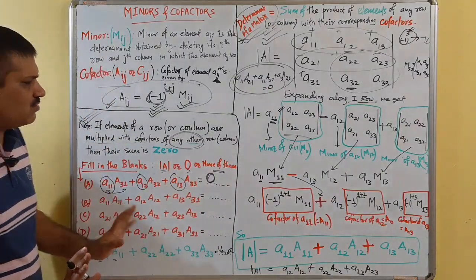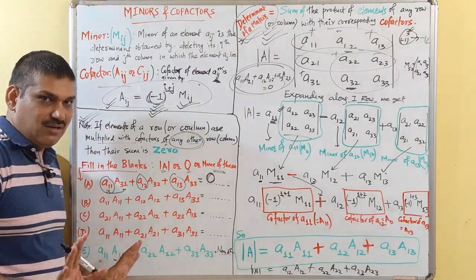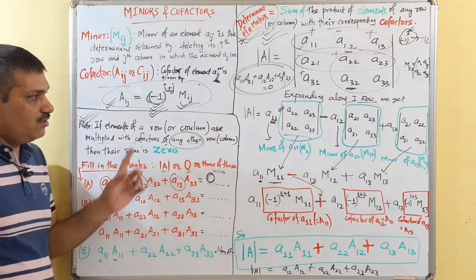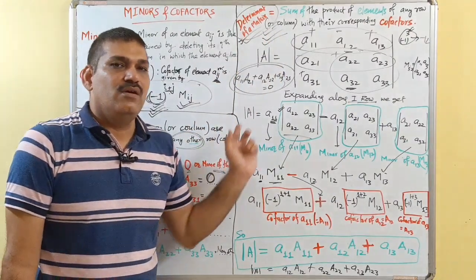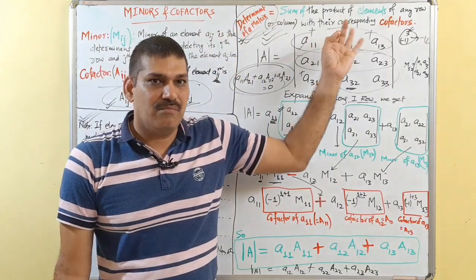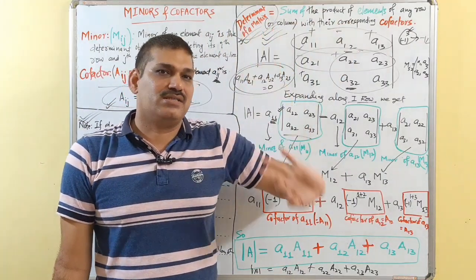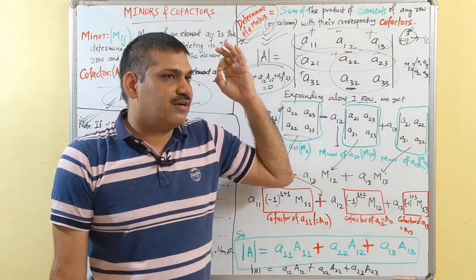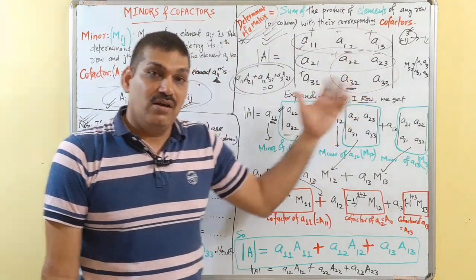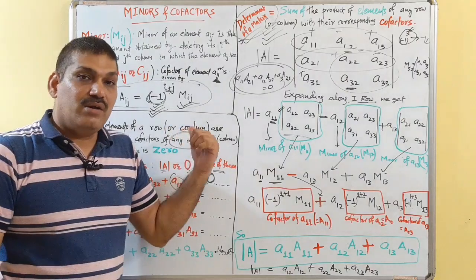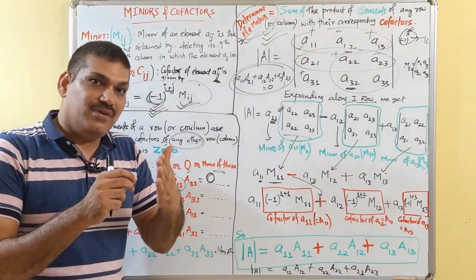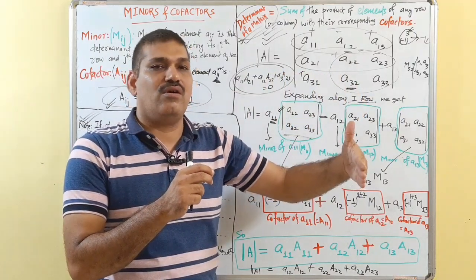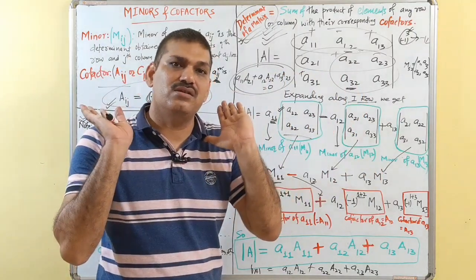In our book it is asked which of the following is the value of the determinant, but I am discussing it in detail because this is the most important thing. Two things: you take the elements of any row, multiply them by their corresponding cofactors, and you get the value of the determinant. If you take any row or column and multiply its elements with the cofactors of any other row or column, then the sum comes out to be 0.